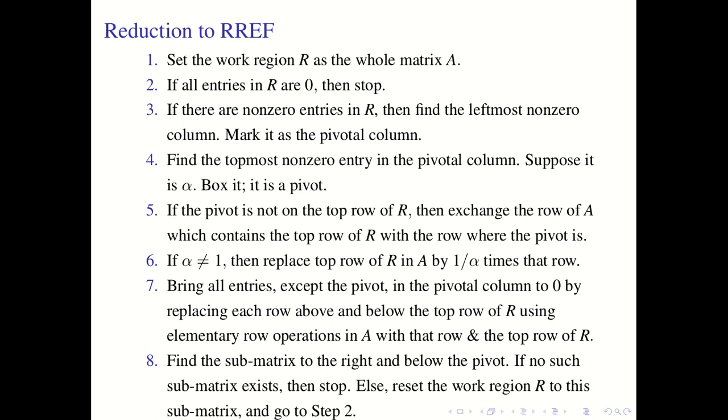In that submatrix, if all entries are 0, then again we stop. If there exists a non-zero entry, keep going. Keep going through steps 2, 3, 4, and so on, and then move to the next submatrix. So this is how you bring a given matrix to a row reduced echelon form. Let's do one example.